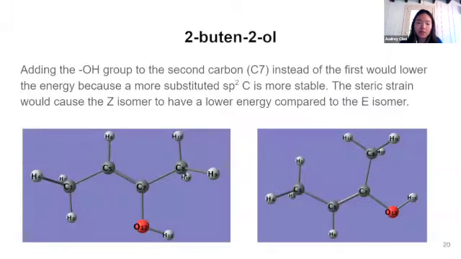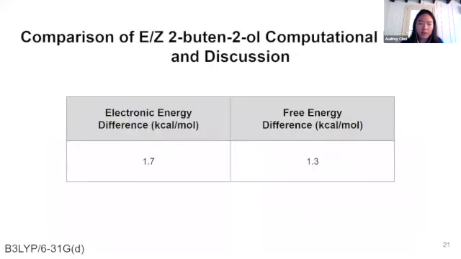And then I wanted to see how adding a hydroxyl group to the internal carbons would affect this, because sp2 carbons like to be more substituted because they'll become more stable. So I wanted to see if this would affect the results slightly. And so I thought the Z isomer would have a lower energy compared to the E isomer. And my results did show this.